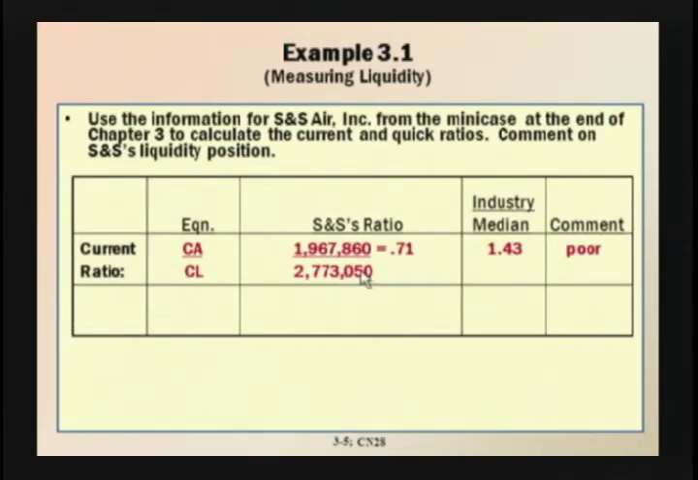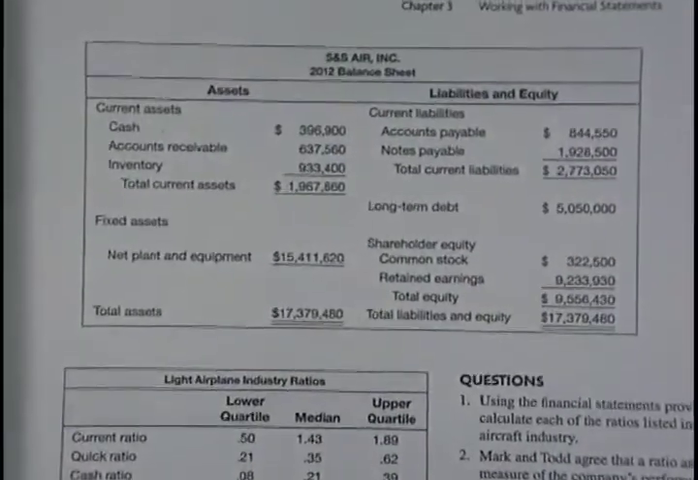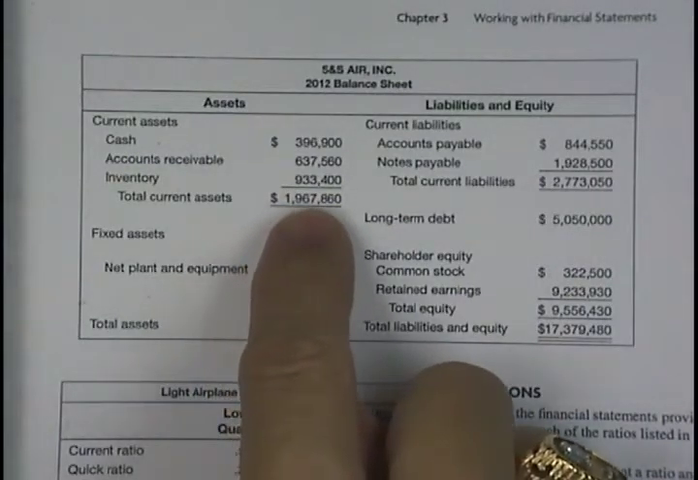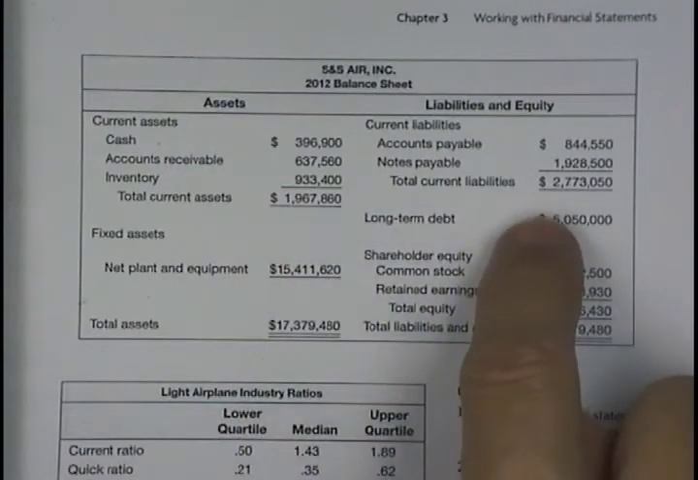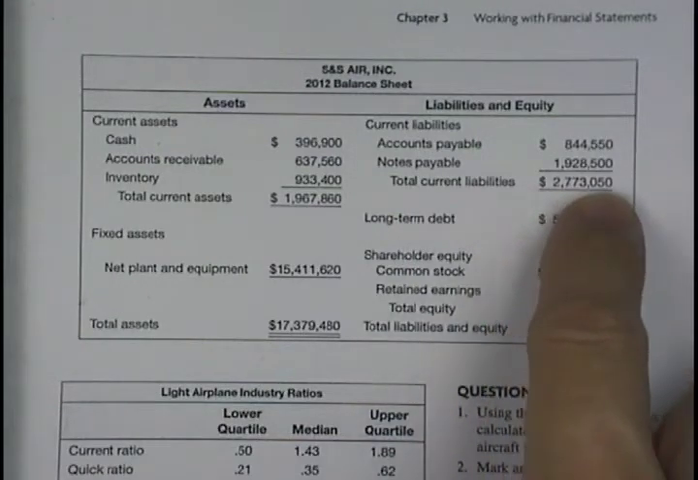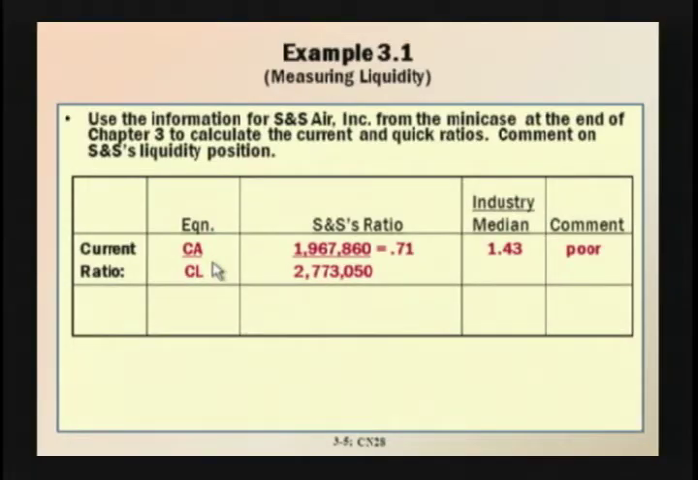To calculate the current ratio, we take the current assets and divide by the current liabilities. Both of those will come from S&S Air's balance sheet. The current assets are already subtotaled for us, $1,967,860 for total current assets, and the total current liabilities are subtotaled as well, $2,773,050. So we take that total current assets given on the balance sheet and divide by the total current liabilities given on the balance sheet.